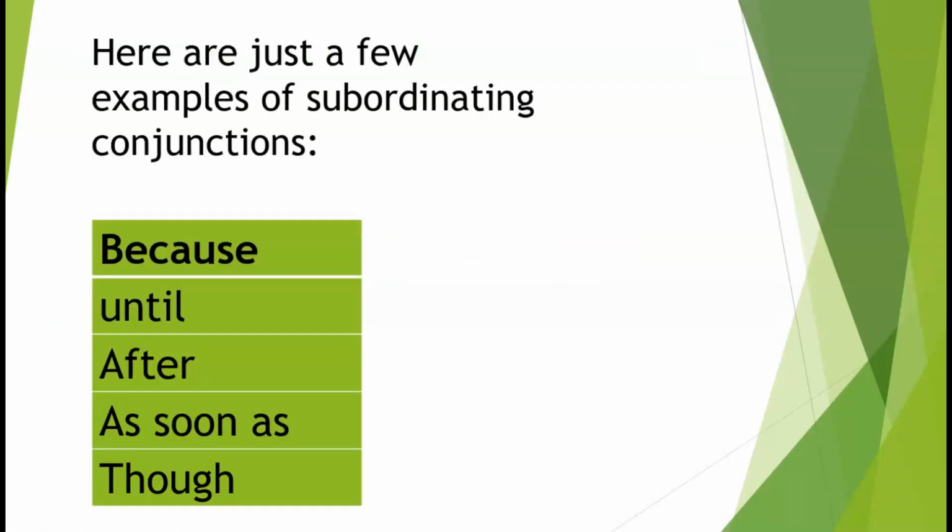But let's just take a quick look at some of the examples that we looked at earlier. So we've got because, until, after, as soon as, and though. So these are just five of the many different types of subordinating conjunctions that we can use in our writing.